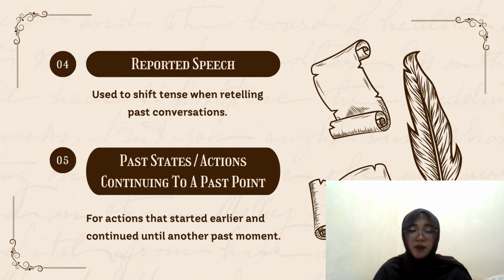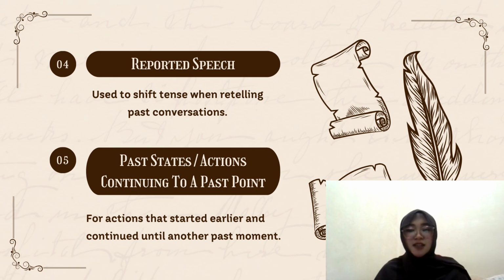Okay. Number 4, reported speech. So we use the past perfect when we report or retell something that someone said in the past. For example, my sister asked me, and I said, I finished my homework. So the reported speech is, she said that she had finished her homework. So had finished shows that the action happened earlier in the past.